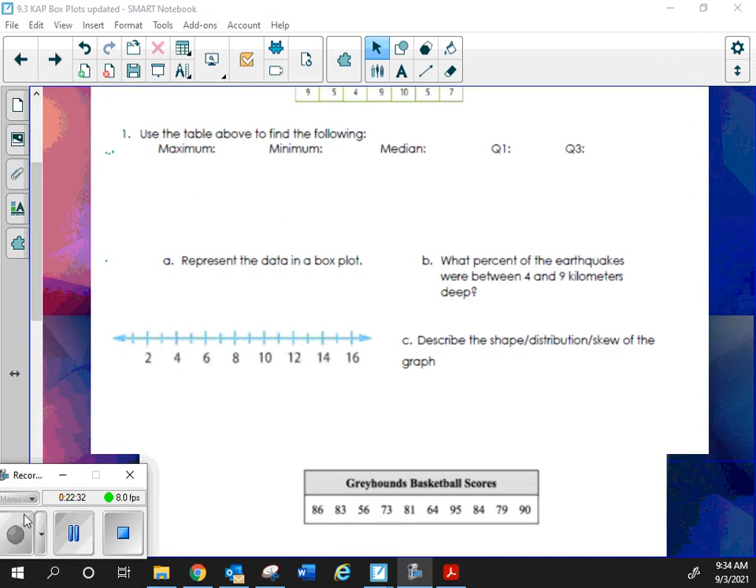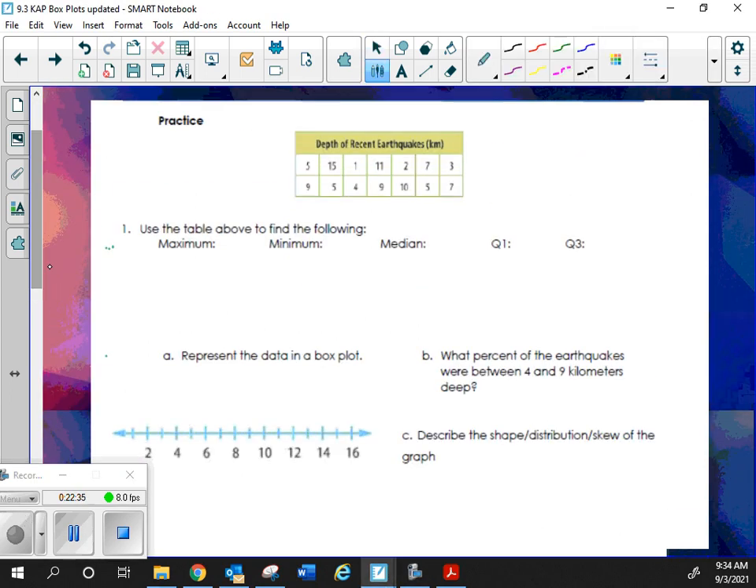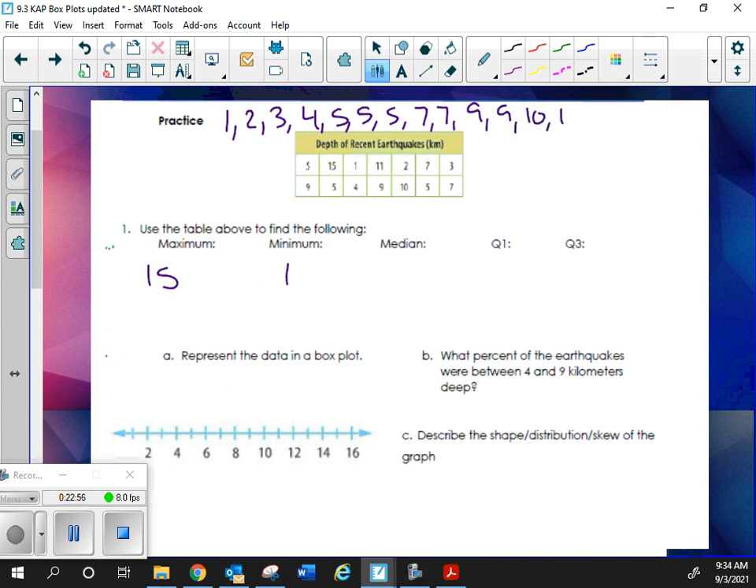Let's check in. So what was your maximum value? 15. Everyone, what's your minimum value? 1. Let's go ahead and put this in order. Can y'all read the list for me? 1, 2, 3, 4, 5, 7, 9, 10, 11, 15. Okay. There are 14 values. Y'all sounded like robots.